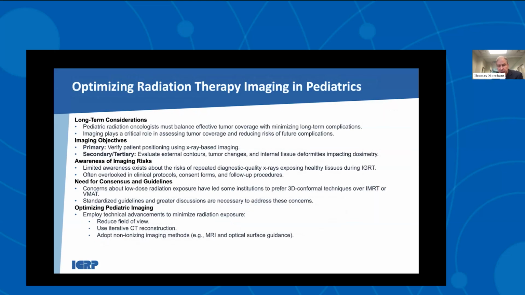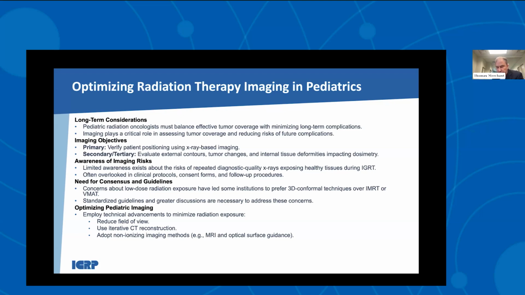In summary, if we consider long-term considerations, radiation oncologists treating pediatric patients must carefully balance effective tumor coverage with minimizing long-term complications, as imaging plays a critical role. For pediatric patients with solid tumors and musculoskeletal tumors, X-ray-based imaging primarily verifies patient positioning, but secondarily, it's used to evaluate external contours, tumor changes, and sometimes internal tissue deformities that may impact dosimetry.